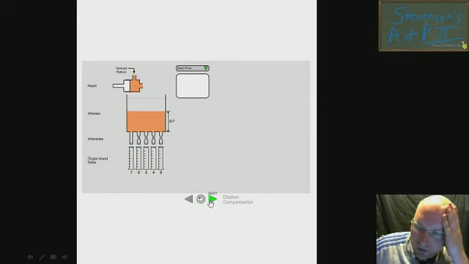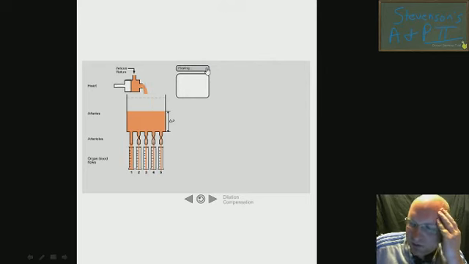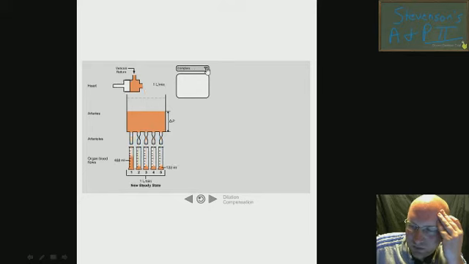Alright, our arteries have a lower amount of blood. Now let's see what happens when we start our flow. Okay, same thing's going on. Decrease in pressure.